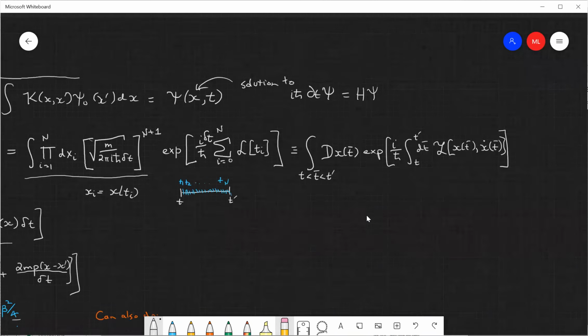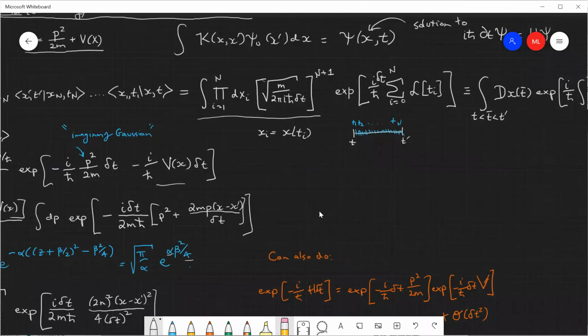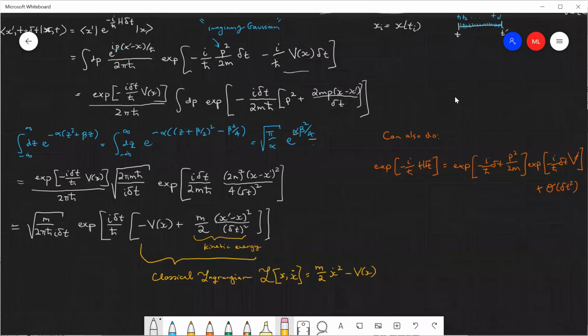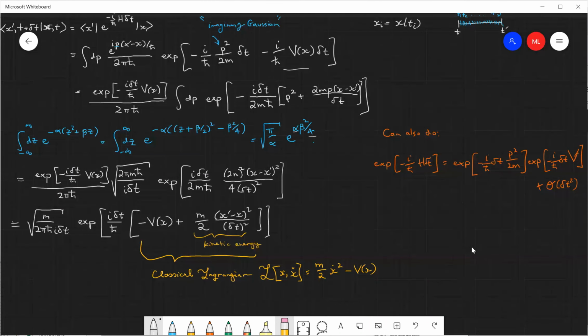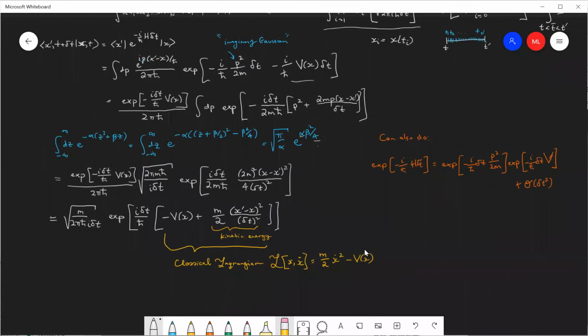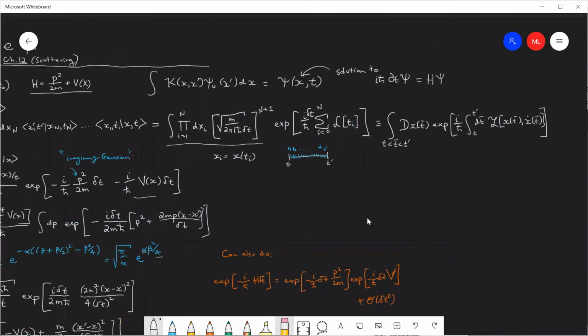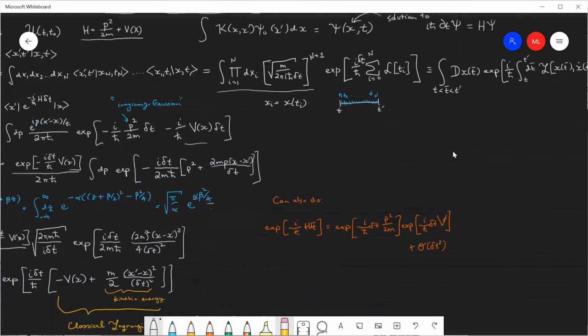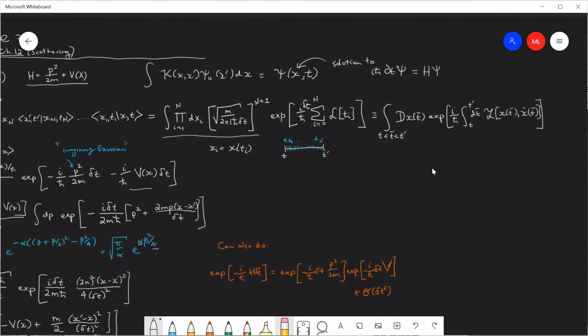Okay, so that's great. And we'll actually try to compute something. We'll try to use this to actually calculate something for a particle, and do a free particle or something. But you see, this is hard to do.